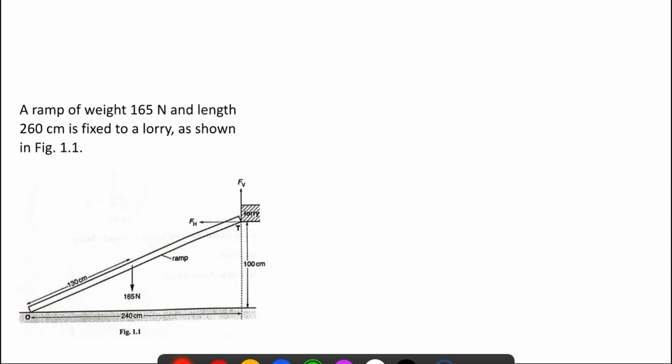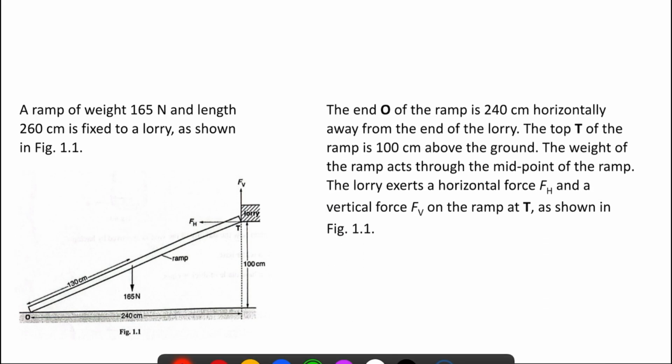A ram of weight 165 Newton and length 260 cm is fixed to a lorry as shown in figure 1.1. The end O of the ram is 240 cm horizontally away from the end of the lorry. The top T of the ram is 100 cm above the ground. Okay, so all these are on the diagram already. The weight of the ram acts at the midpoint of the ram. Okay, the weight of the ram is here, so it's also shown in the diagram.